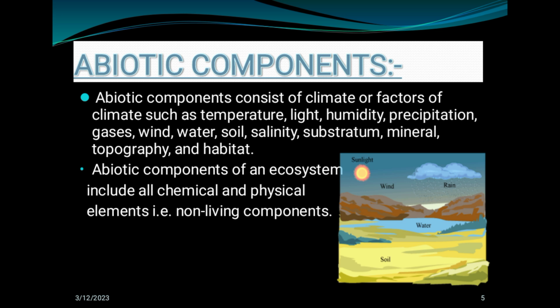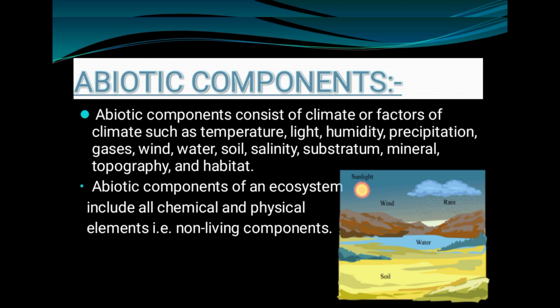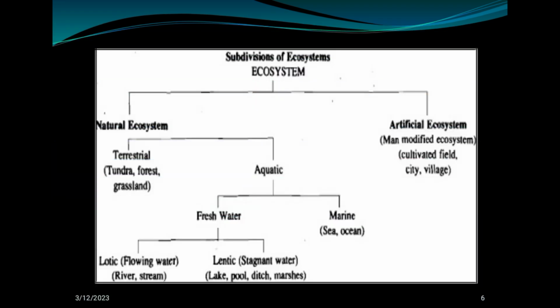abiotic component. Abiotic components consist of climate or factors of climate such as temperature, light, humidity, etc. Abiotic components of an ecosystem include all the chemical and physical elements, therefore non-living components. Next, ecosystem. Ecosystems are of two types, natural ecosystem and artificial ecosystem.